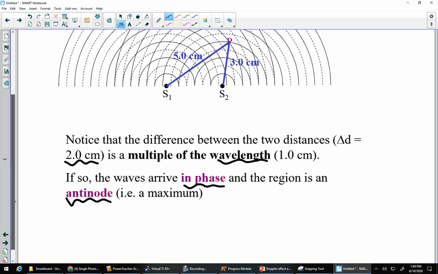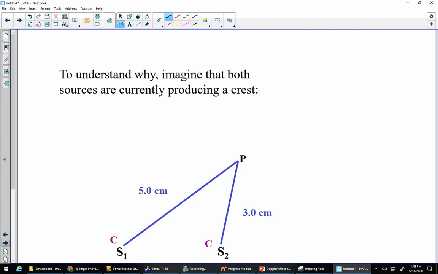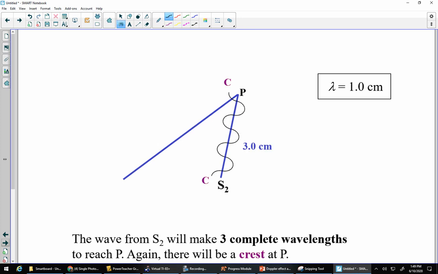Now, if I wanted to go through and actually look at this formula, why, if the path difference is a whole number multiple of the wavelength itself, do we end up with constructive interference? So we look at source one, and source one has to go through one full wavelength, two, three, four, five full wavelengths. It's starting with a crest, and it ends up as a crest. For source two, it has to go through one, two, three full wavelengths, so it starts as a crest and it ends up as a crest.